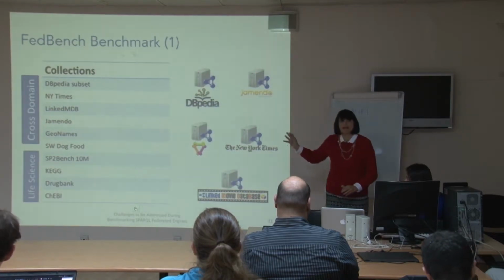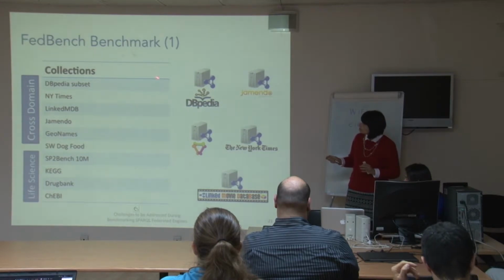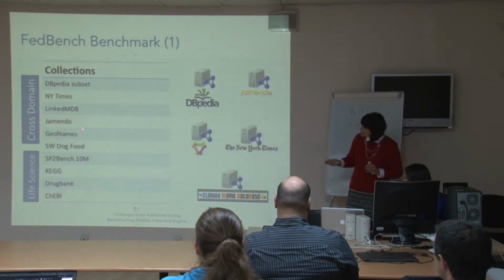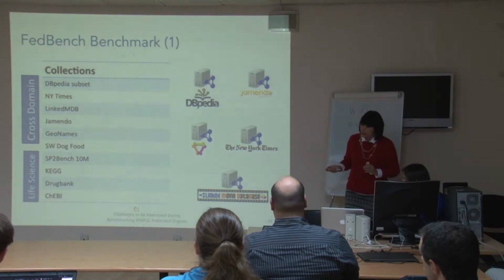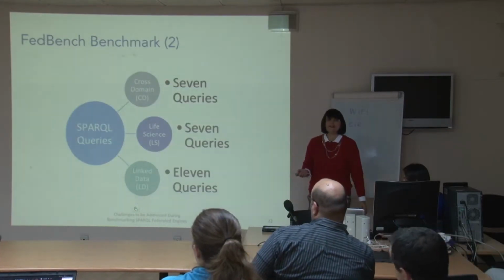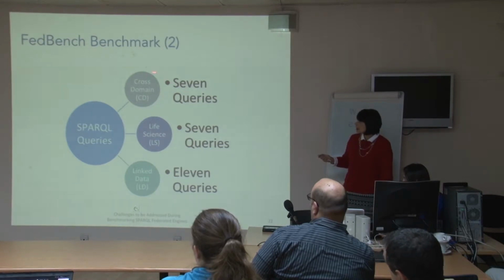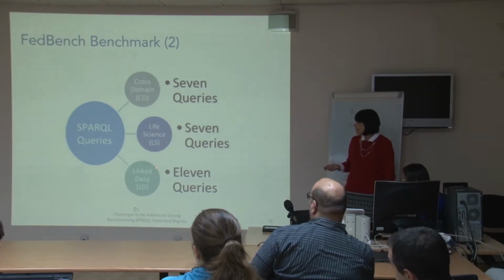So this is one of the benchmarks that is available in the community. This is FedBench. And FedBench is comprised of all these real-world data sets. So we have Wikipedia, New York Times, LinkedMDB, Jamendo, and all the rest of these collections. And also, we have all these queries. We have queries from different domains, cross-domain, life science, and linked data.